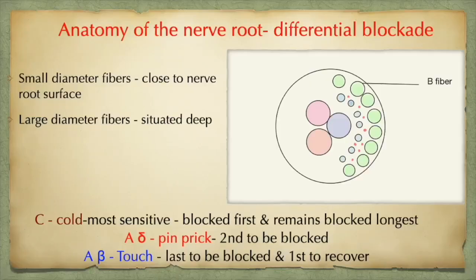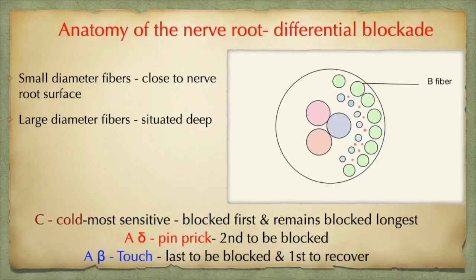Now we can discuss the anatomy of the spinal nerve root and the concept of differential blockade. This shows the cut section of the spinal nerve root where different fibers are arranged at different levels. As you see from the picture, the B fibers, which carry the preganglionic autonomics, are located at the outer surface of the spinal nerve. So they are the first fibers to get blocked in spinal anesthesia.